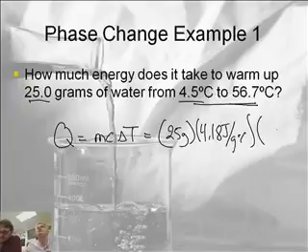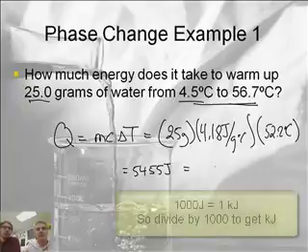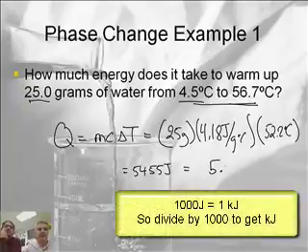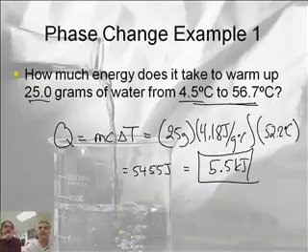It looks like 52.2. I'm just putting it in parentheses and punching it in. 5,455 is our answer. 5,455 joules. And if I just quickly convert that to kilojoules, that's 5.5 kilojoules. So that's not too bad. That's how much energy it takes to heat that water up. That's simple.